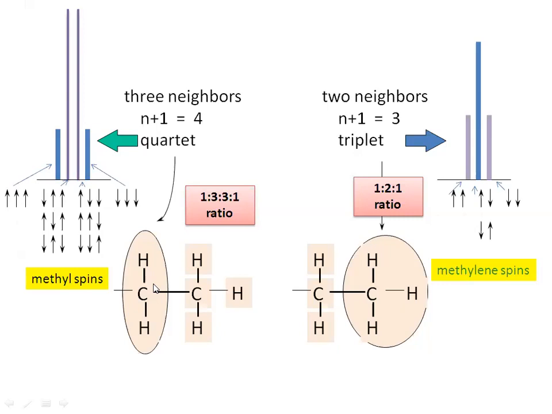Now, when you consider the splitting pattern for methyl and methylene, if you are tracking your methylene signal, the methylene proton can see its three neighbors. In a few of the molecules, the three neighbors would all be aligned with the external magnetic field, or the three neighbors could all be against the external magnetic field.